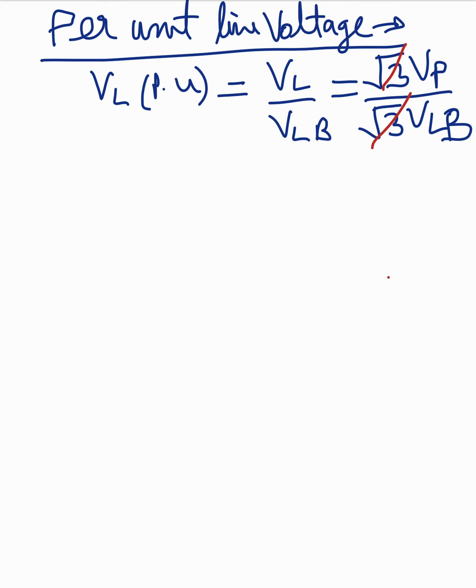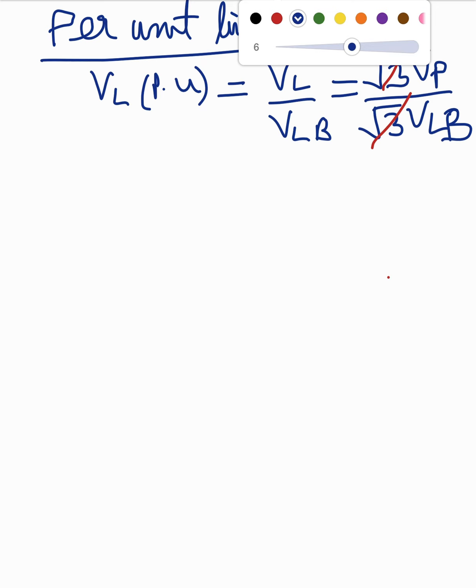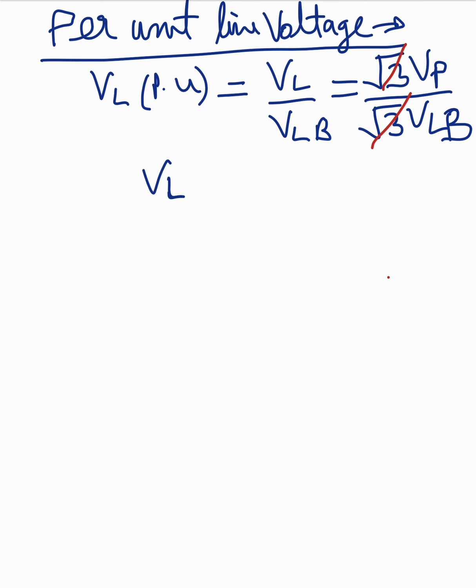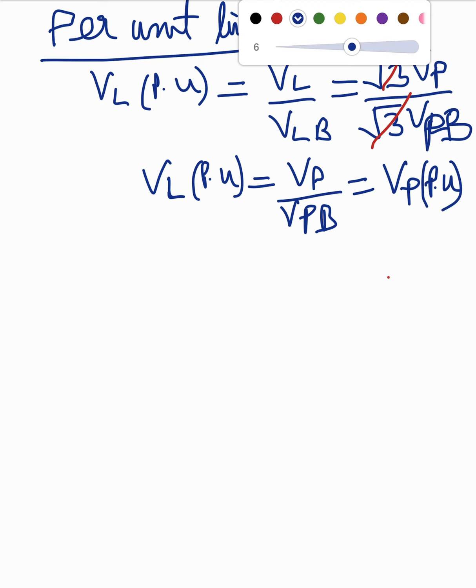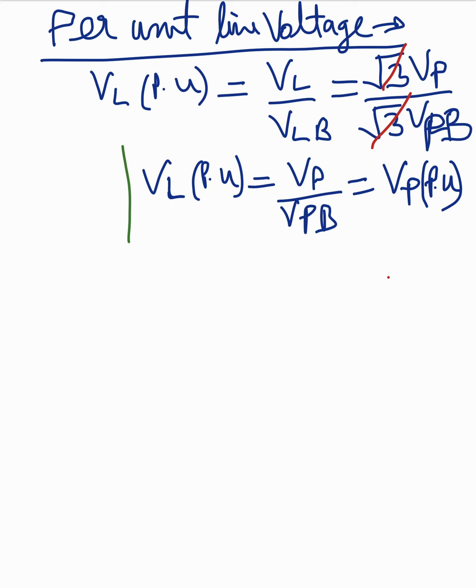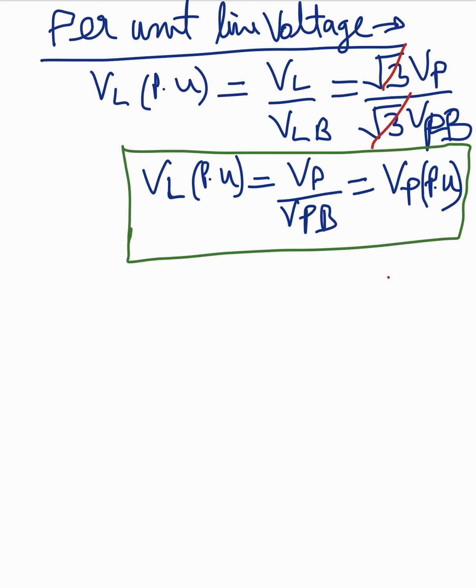So what is its value? That value is VL per unit is equal to VP upon VPB, which is equal to VP per unit. So that is the value for the three phase system.